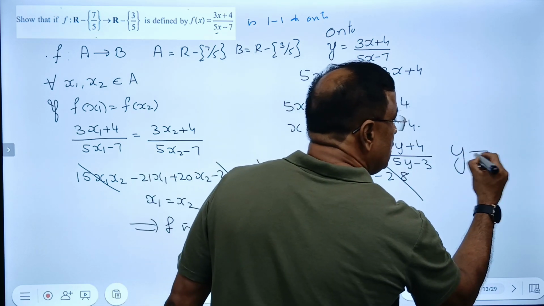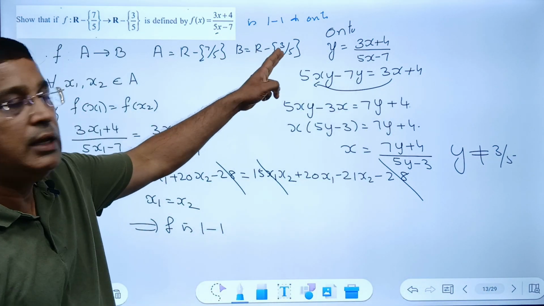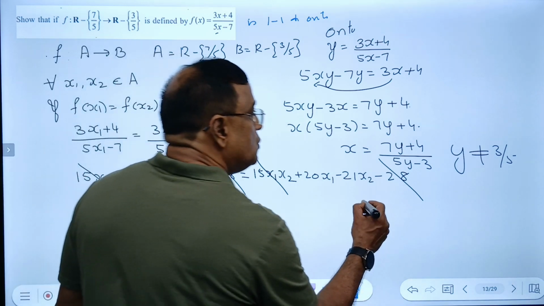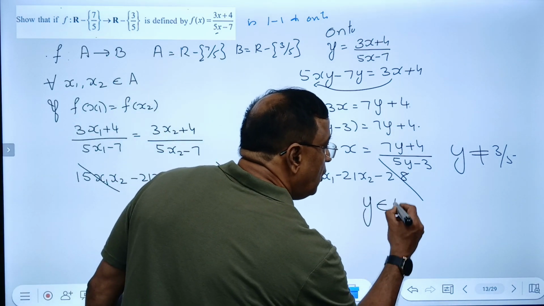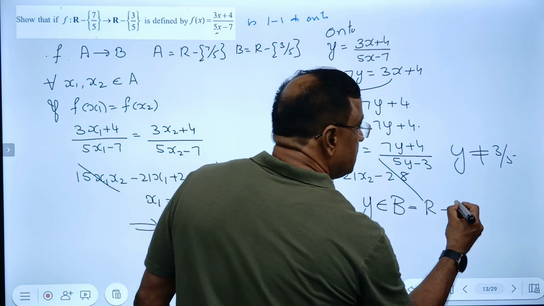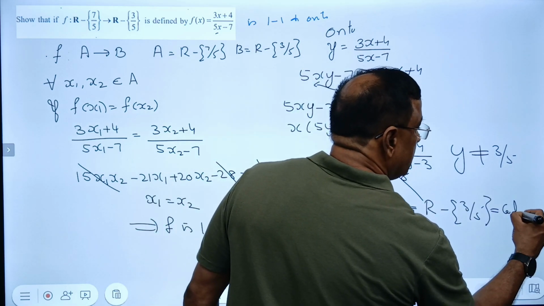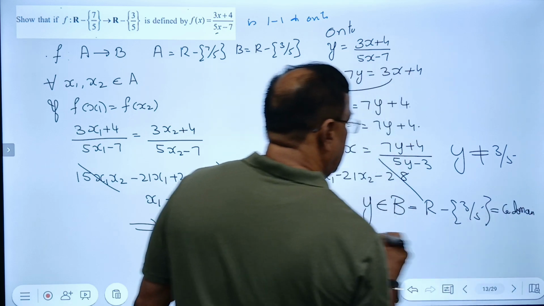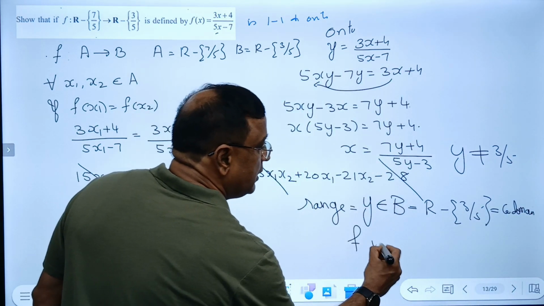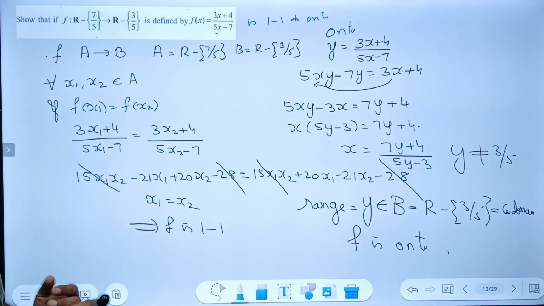And y cannot be 3 by 5. And definitely my B, 3 by 5 is removed, so I don't have to worry. So my y will be all real numbers except 3 by 5, which is nothing but the codomain. So range equal to codomain. Therefore f is onto. Once you get f is onto, it is bijective.